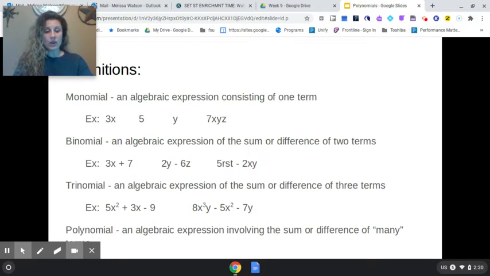A polynomial is an algebraic expression involving the sum or difference of many terms. I put many in quotation marks because technically a monomial is a polynomial. A binomial is also a polynomial. A trinomial is a polynomial. But also if we have 4 terms, 5 terms, 6 terms, a million terms, those would all be polynomials. So poly, the prefix, just means many.